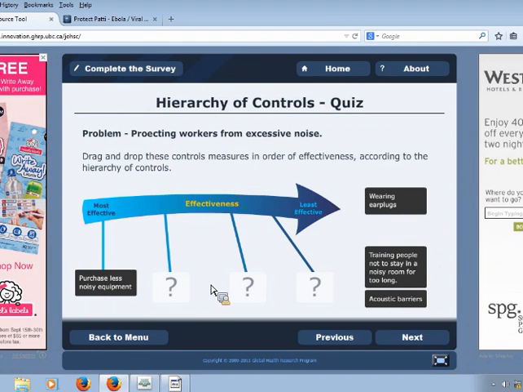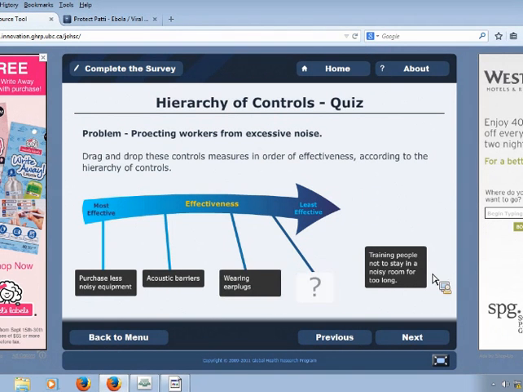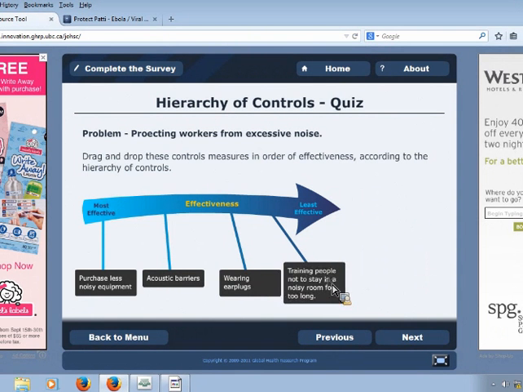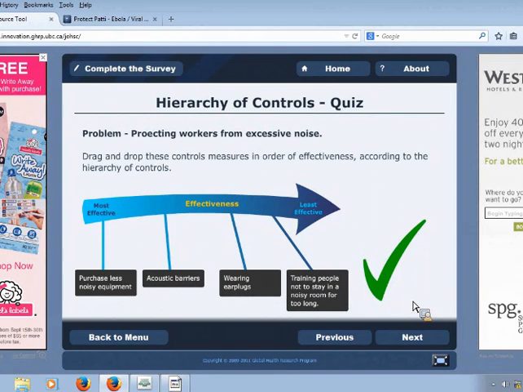What's the next most effective in these things here? Yeah, this will stay. I'm just not good with the mouse. Anyways, you get the idea. And then would be wearing earplugs, and the least effective would be just training people not to stay in a noisy room too long, which people often can't do, so it's the least effective. It's not up to them.